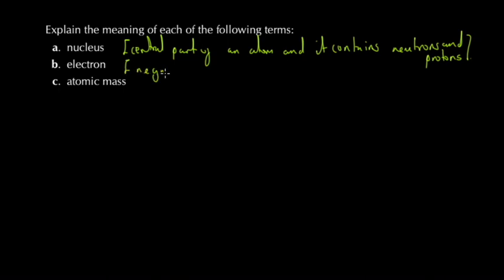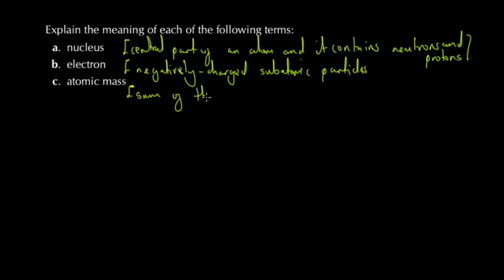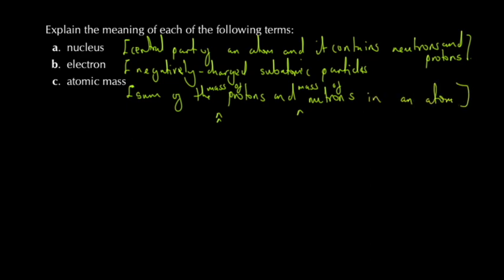So we qualify again and say negatively charged subatomic particles. The atomic mass is what? Sum of the mass of protons and mass of neutrons in an atom. The reason I added in an atom here is that we also have some other numbers as well. So in an atom here, just because they told you atomic. Okay, so that's it.